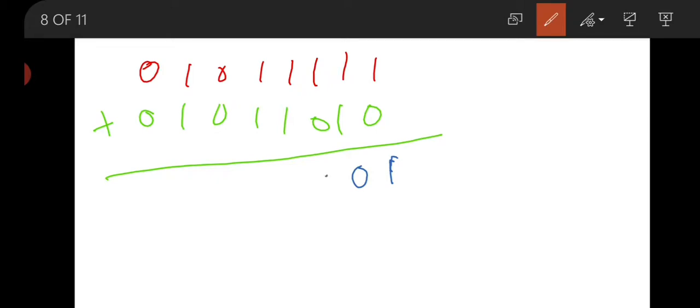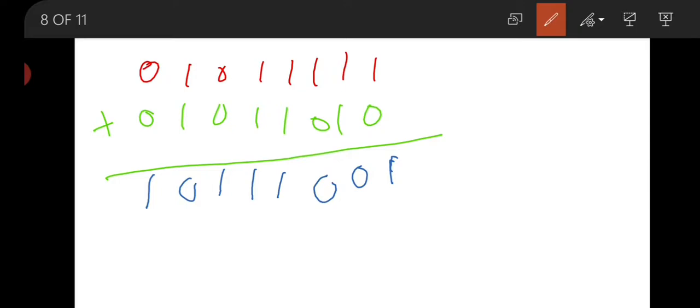1 plus 1 again 0. Now again we have the carry bit 1. Now 1 plus 1 is 0, and 0 plus 1, carry bit is 1. Now again 1 plus 1 is 0, carry bit 1. Now here 0 plus 0 is 1, carry bit 1. 1 plus 1 is 0, carry bit is 1. Now the sum is 1 0 1 1 1 0 0 1. Now count the number of bits: 1 2 3 4 5 6 7 8.